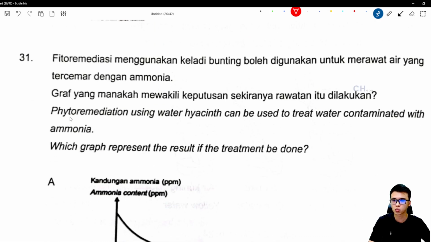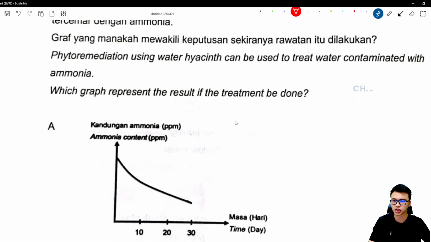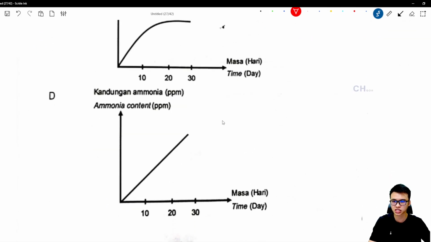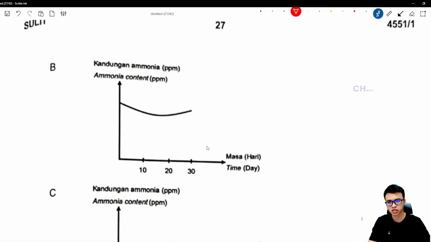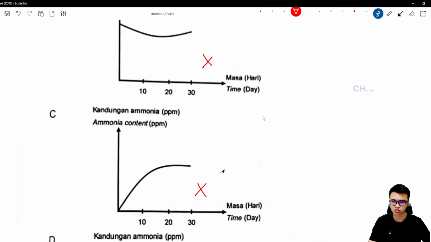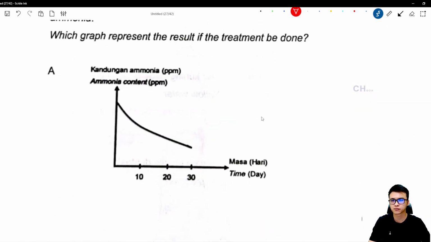Question 31. Phytoremediation using water hyacinth can be used to treat water contaminated with ammonia. Which graph should show the result if the treatment can be done? If the plants can absorb the ammonia, the graph should be decreasing. So this one increase, no. Increase, no. Increase, no. So the answer here should be A. Kind of easy, these questions, huh?